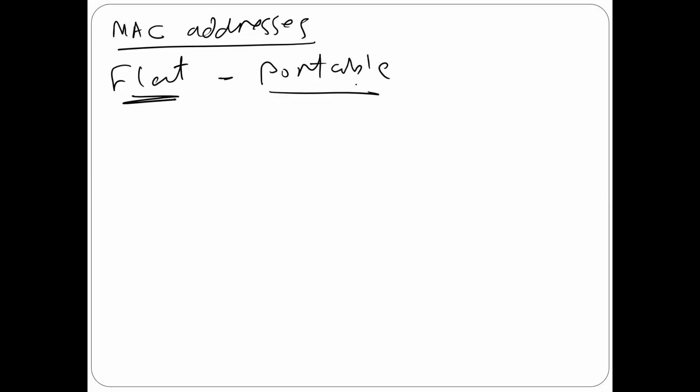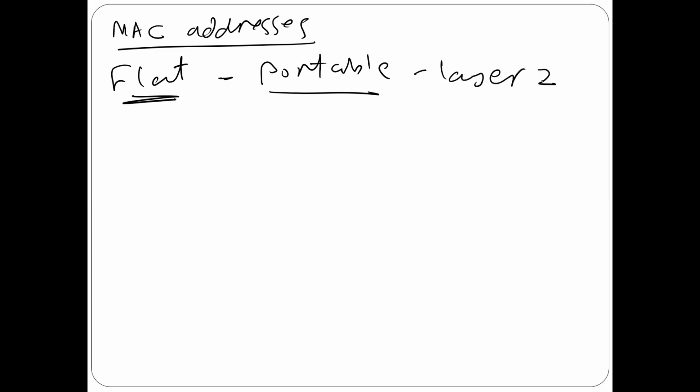Portable means your laptop has only one MAC address. So that means when you come to the university, when you join the network of the university, you are going to use this MAC address. When you go home and you use your laptop, you are going to use the same MAC. So anywhere you go, you are going to use the same MAC address. And as I told you, MAC addresses are used in layer number two.